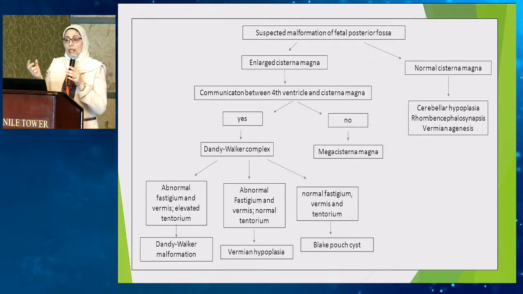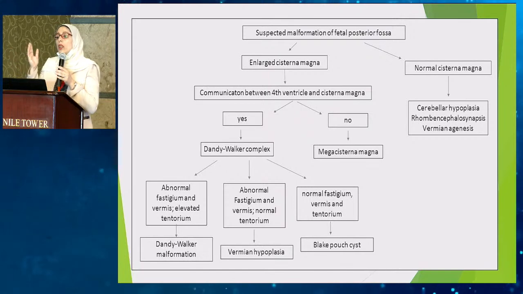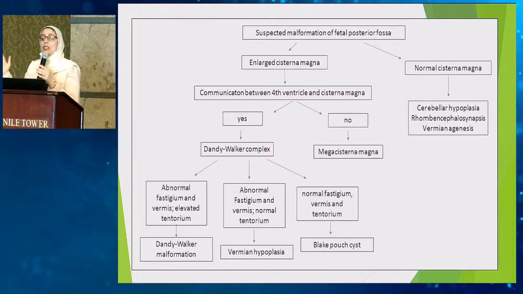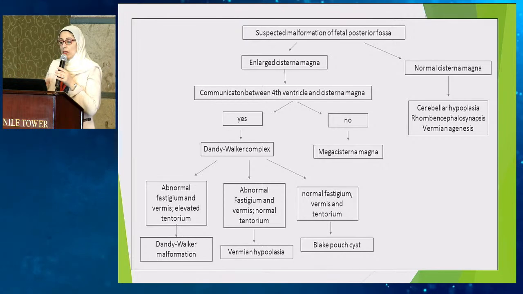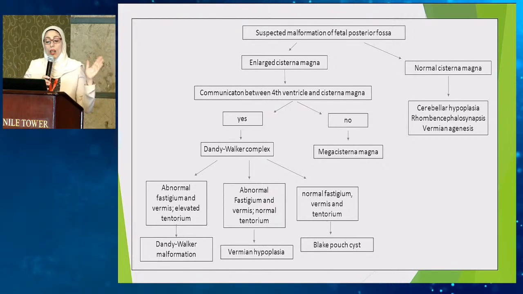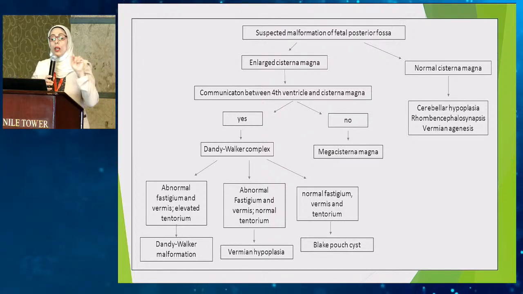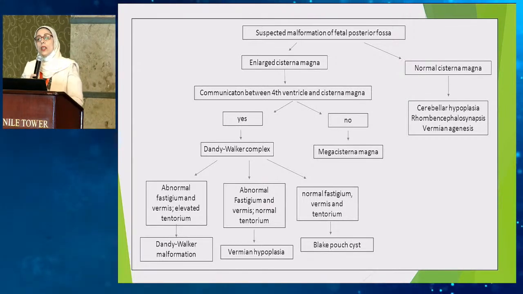اول حاجه هسال نفسي سؤال، هي السيسترنا ماجنا dilated ولا نورمال؟ يعني اقل من 10 مللي ولا اكتر من 10 مللي؟ لو هي نورمال هفكر في الحاجات النون سيستيك اللي هم cerebellar hypoplasia، rhombencephalosynapsis والفيرمين اجينسيس. لو السيسترنا ماجنا دايليتد اكتر من 10 مللي، شوف هي كوميونيكيتنج مع الفورث فنتريكل ولا مش كوميونيكيتنج. لو كوميونيكيتنج يبقى احنا بنتكلم عن داندي ووكر مالفورميشن كومبلكس. لو مش كوميونيكيتنج، يبقى دي جاست ميجا سيسترنا ماجنا.